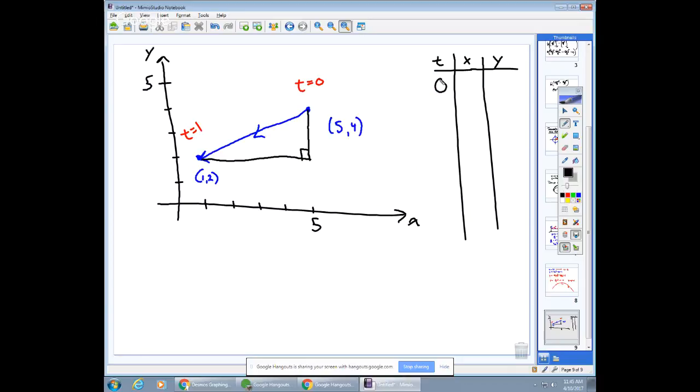And so when t equals 0, x is going to be 5, right? And y is going to be 4. When t equals 1, x is going to end up being 1, and y is going to end up being 2. And so let's just focus on t and x for a moment.